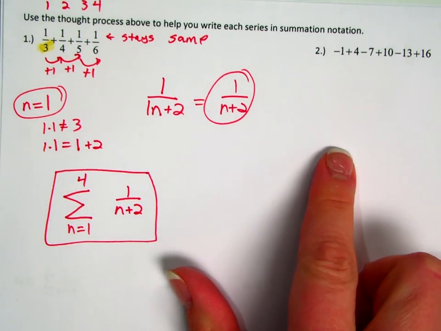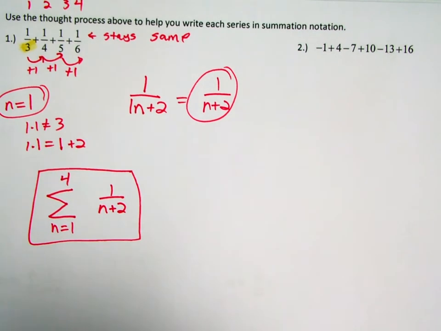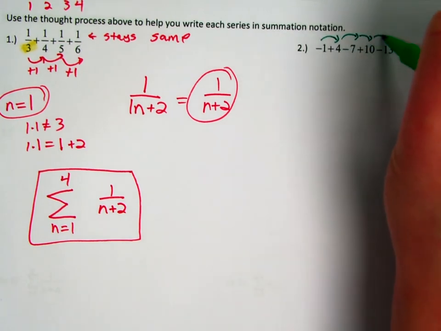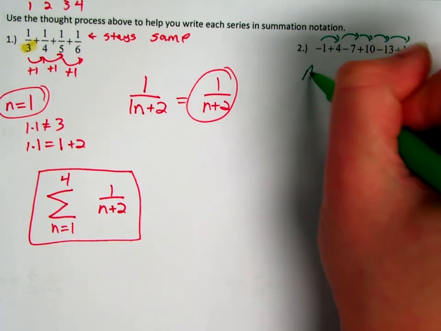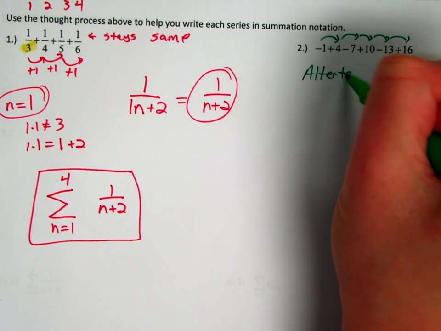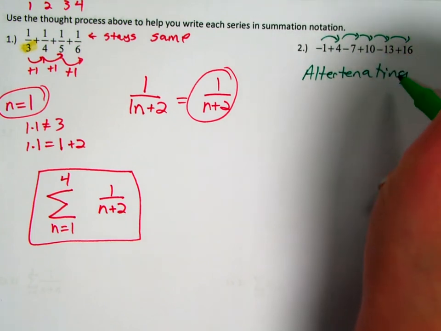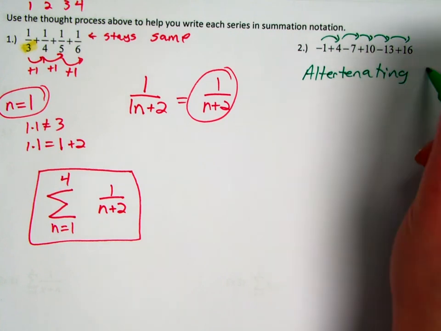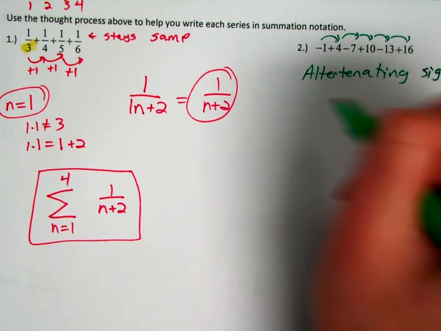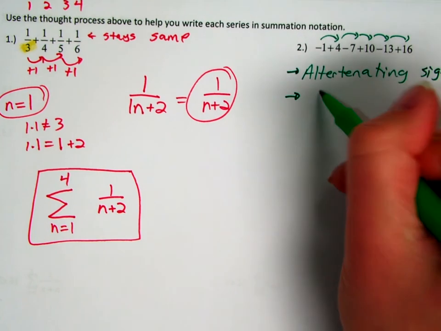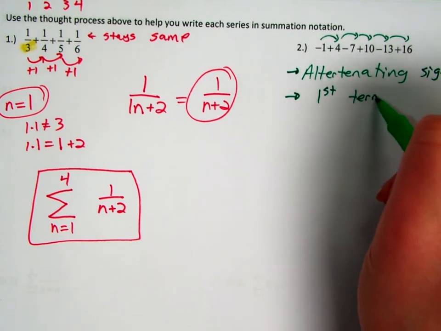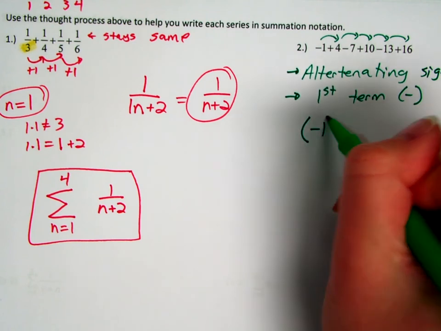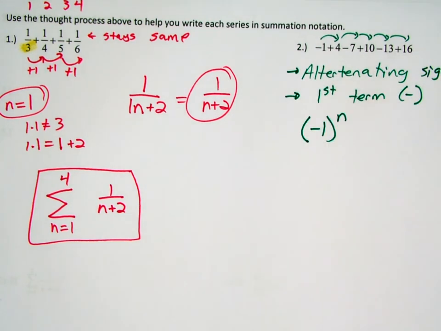Now, number 2 is a little bit more difficult because when we look at this, the first thing I notice is that we are alternating from positive to negative, right? So we have an alternating series. Okay, so when it was alternating signs, we had to look at what our first term was. Well, our first term here is negative. And since our first term is negative, what we said before is that -1 to the n power is going to be what we start with.